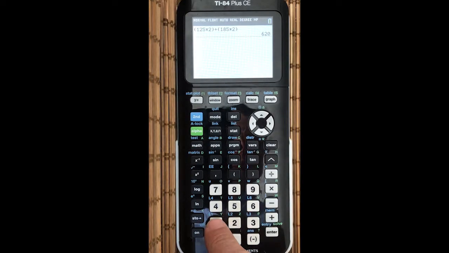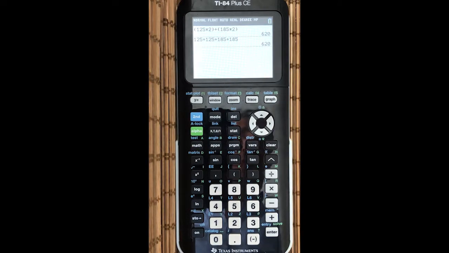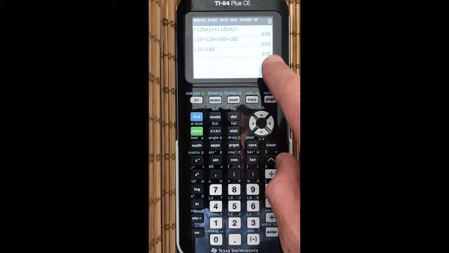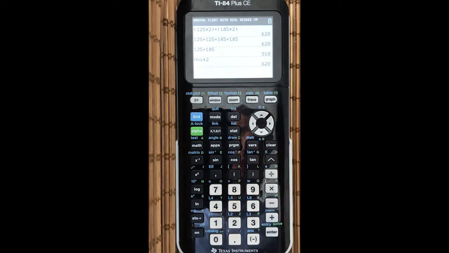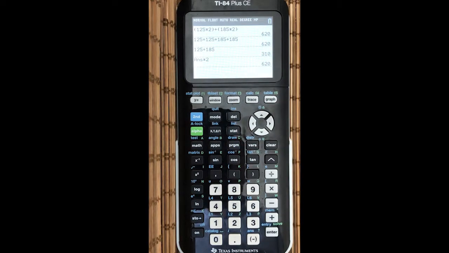Now another way around this would have been to simply do 125 plus 125 plus 185 plus 185, which of course gives us 620 as well. So it really depends how you want to do this. You could have even added 125 plus 185, so that's the sum of the first two sides, and then double that because you know that you have another segment that would be equal to that as well, and that would be the same 620. So several ways of finding the right answer here.